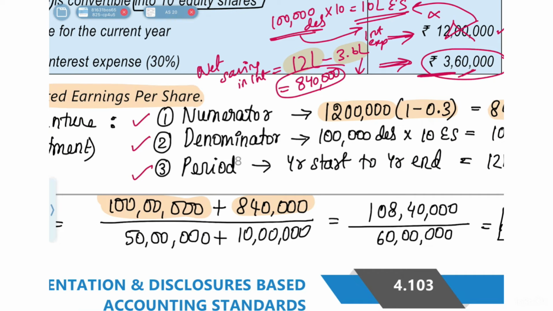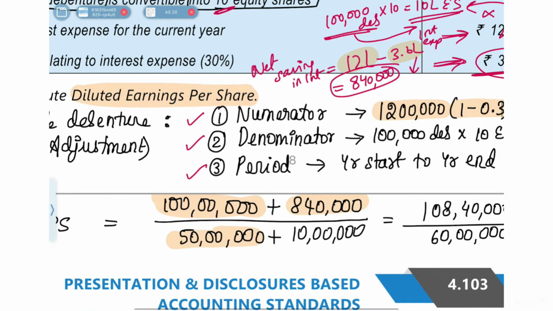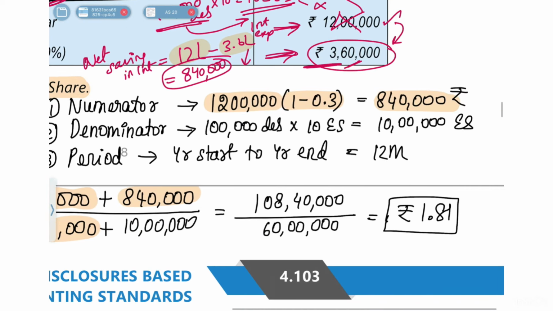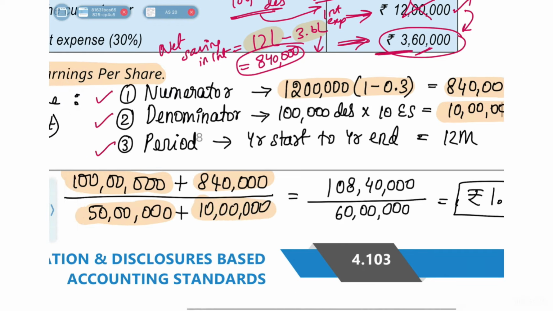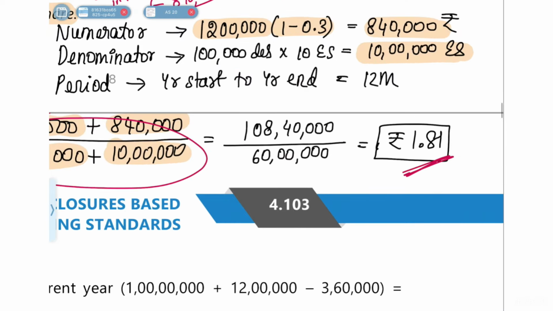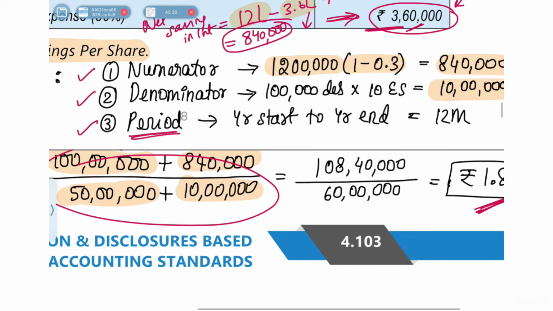Denominator, what is it going to be? Denominator will be how many shares were already there in the company, 50 lakh shares. On conversion, how many potential equity shares can there be? 10 lakh shares. So plus 10 lakh shares. If you solve this equation, you are going to get a diluted earning per share of 1.81 rupees. Okay.